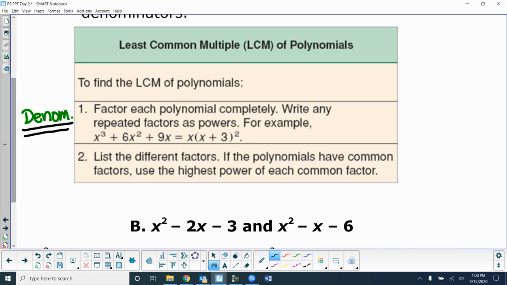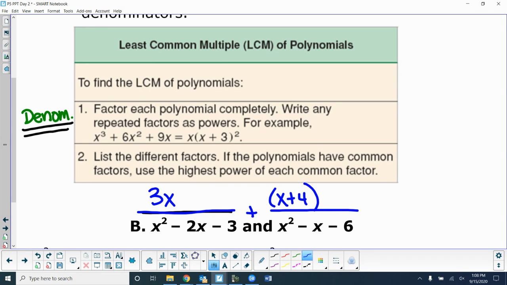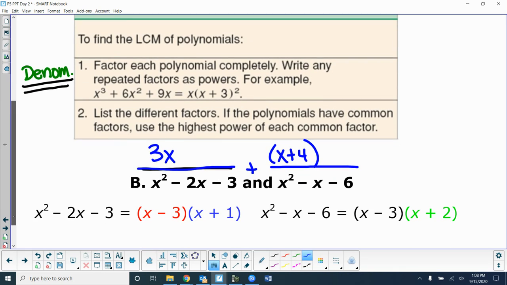Okay, so what I'm doing here is turning this into an addition problem. Let's change the color. So these are the denominators we're thinking about. And we'll just make this 3x and this x plus 4, let's say. So what we're supposed to do first, not worry about numerators, just look at denominators. Factor them. Okay, so they factor them for us.